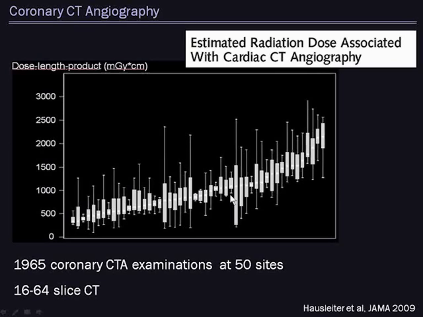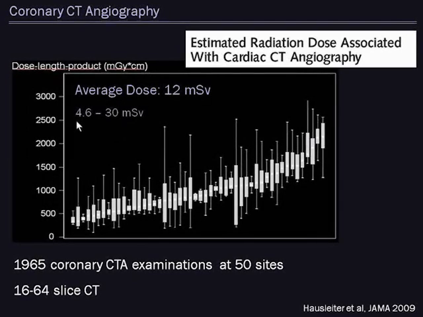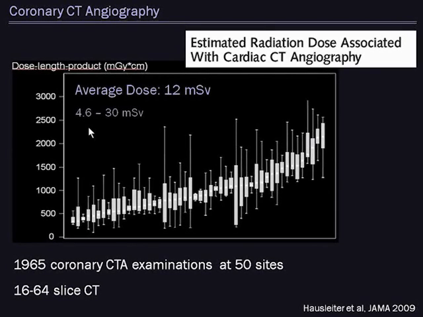There was a very broad worldwide survey which was published last year, which looked at 50 different sites performing coronary CT angiography with different sorts of equipment, and a total of 2,000 patients. And here you can see the distribution of dose values at 50 sites throughout the world. And you can see that the average dose was 12 millisieverts. But the range from one site to the other site was very high.